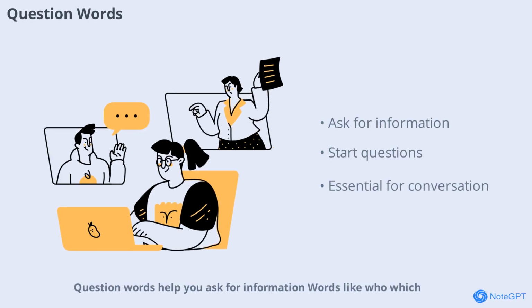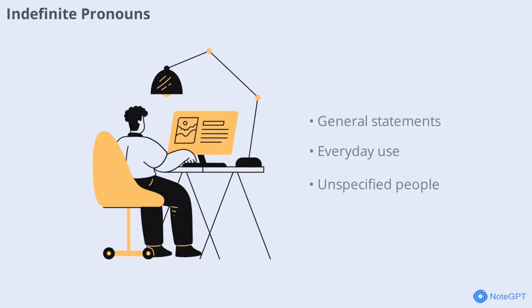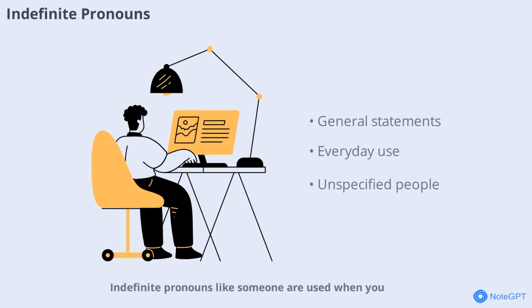Question words help you ask for information. Words like who, which, and what are used to start questions. For example, who is that, or what time is it? These words are essential for everyday conversations and help you get the details you need. Indefinite pronouns like someone are used when you don't know exactly who or what you're talking about. For example, someone is at the door. These words are useful for general statements and everyday situations.